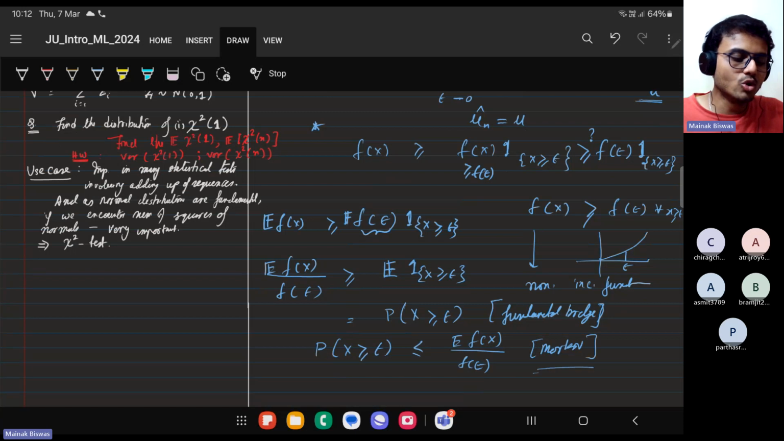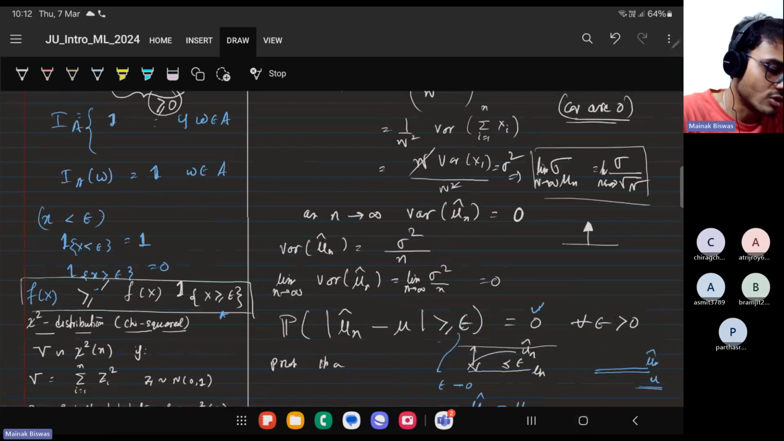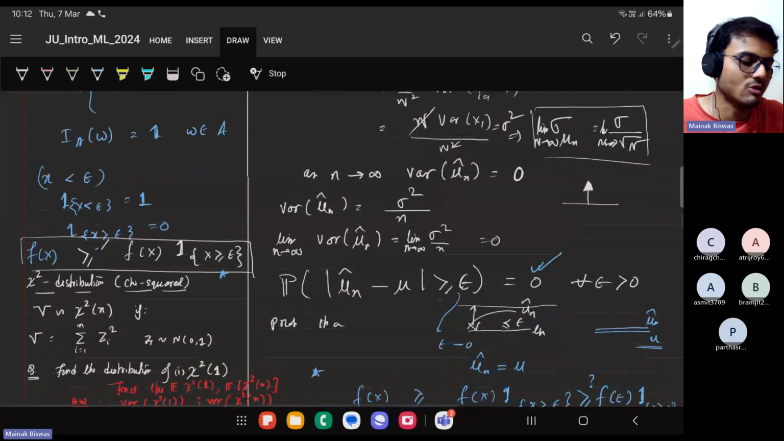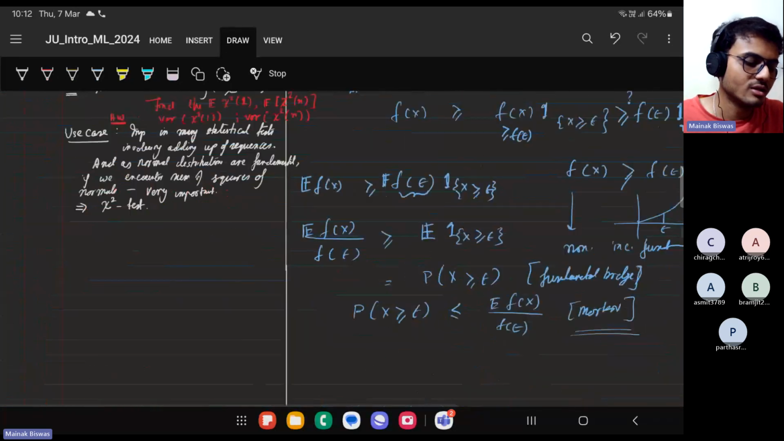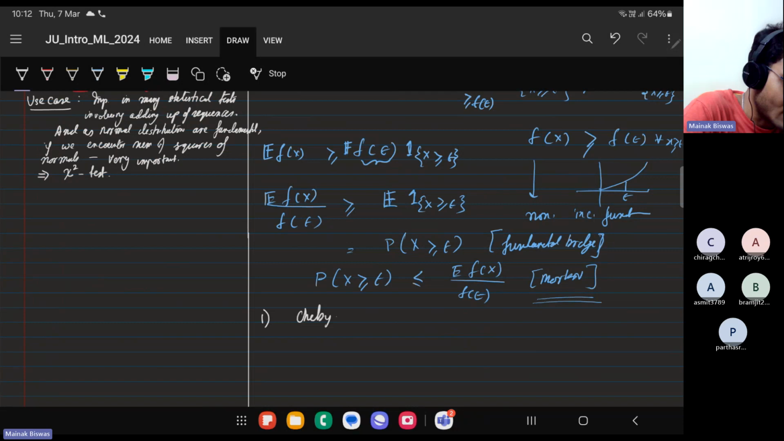Now I have to use this inequality to prove that this is equal to 0. Can anyone tell me how to do that? So on the right hand side, I have to bring variance somehow. On the left hand side, I have to bring difference. So I will do something called Chebyshev's inequality. I will prove this.